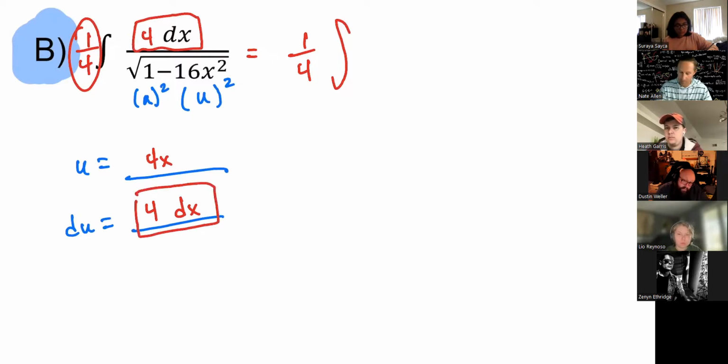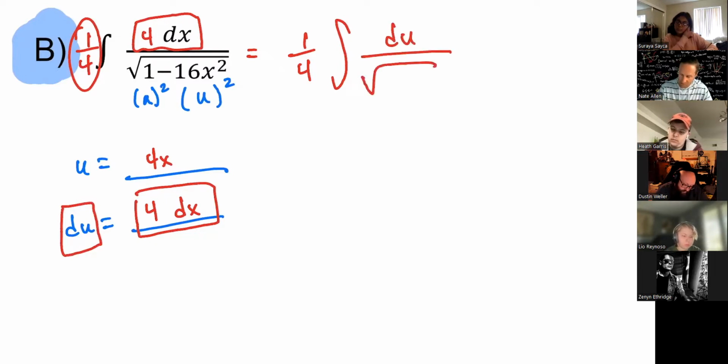Didn't we say that's equivalent? du. That's right. Very good. That's my du. On the bottom, we have the square root that we can't get rid of, but I can rewrite that as a 1 squared minus a what? U squared. Good. And I'm not going to literally write the a or the u. Those are just placeholders for our values.